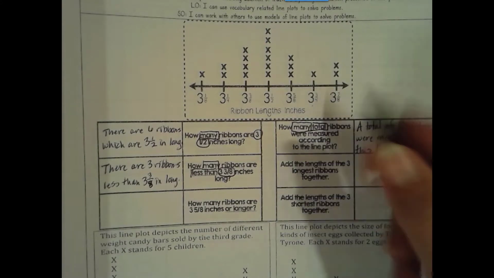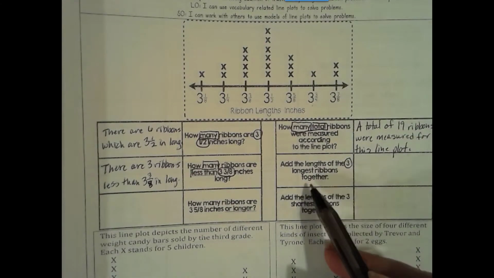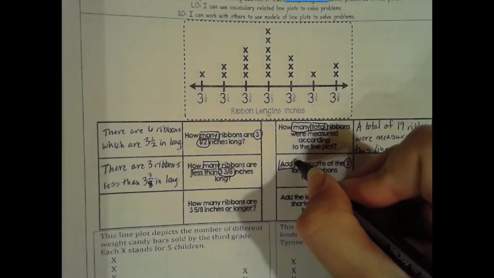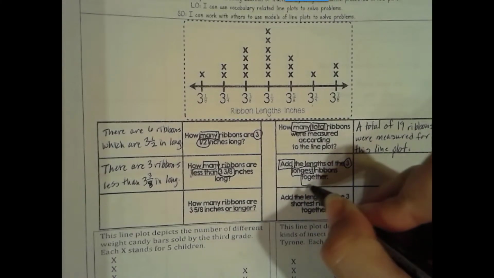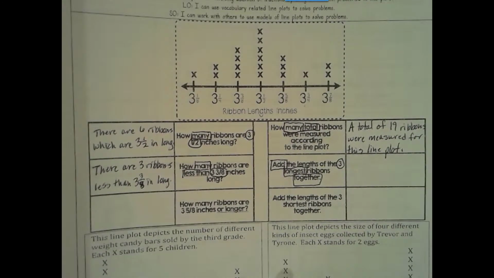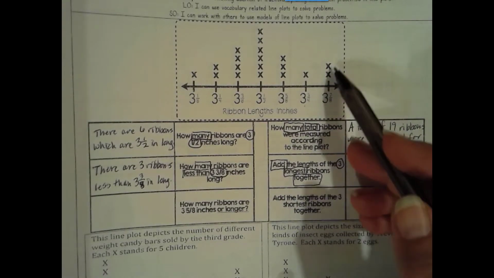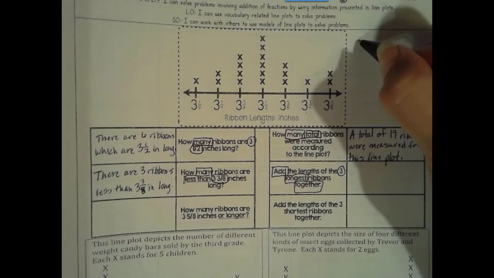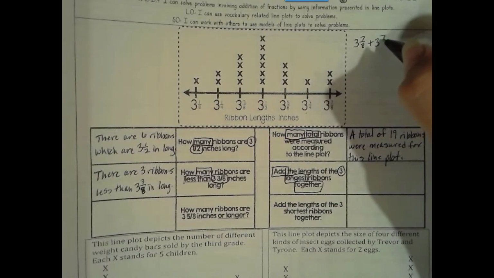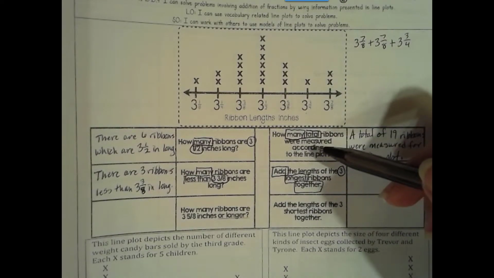Add the lengths of the 3 longest ribbons together. So we're going to add the 3 longest ribbons together. So here are our 3 longest. 1, 2, 3. There's 3 of them. So we have, use a space over here, 3 and 7/8 plus 3 and 7/8 plus 3 and 3/4. 1, 2, 3 longest.